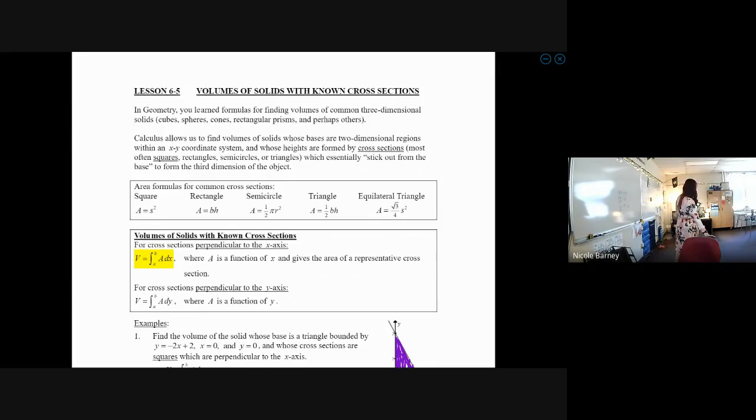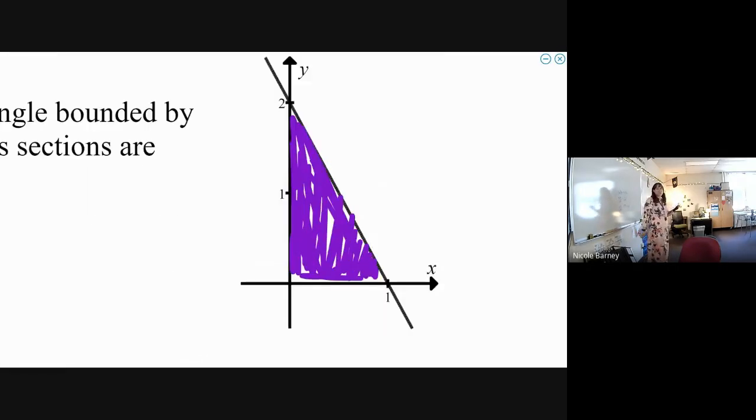Known cross sections. So yesterday, remember we looked at these, we actually made our own. Basically the idea behind known cross sections, or volume of a solid with known cross sections, is that we're taking a 2D shape like this triangle, laying it on its side, and stacking a shape on top of it. In this case, we stacked those squares. Remember, we stacked a square like this.